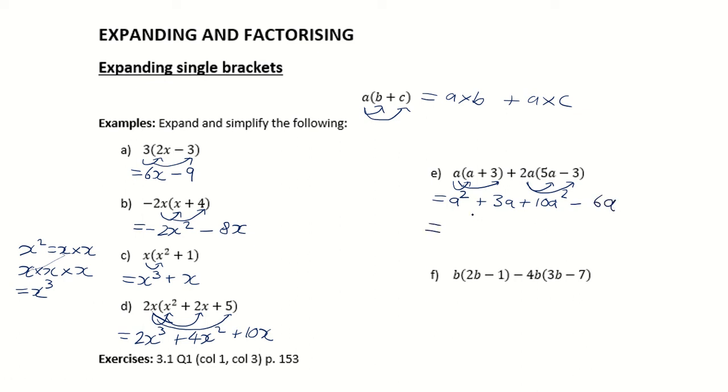Now, what's different about this example is that we want to expand it and then simplify. We can simplify terms when they are the same letter to the same power. So a squared, we've got 1a squared and we've got 10a squared. If we add them together, we'll get 11a squared. And then we've got 3a take 6a. So 3 take 6 is just -3, so it'll be -3 lots of a.